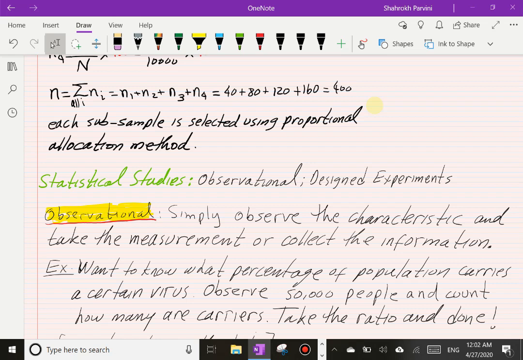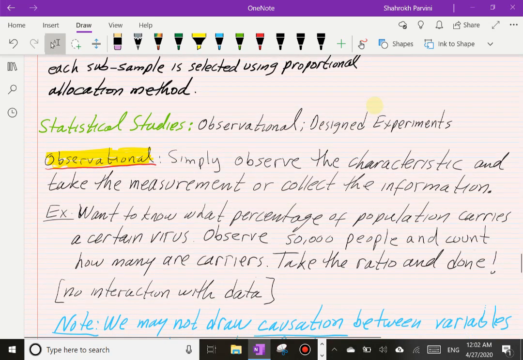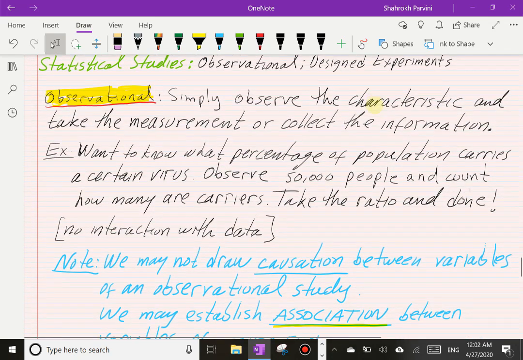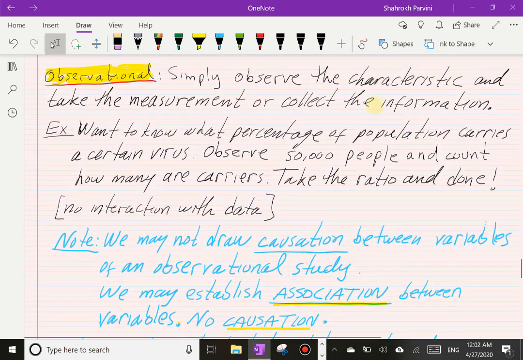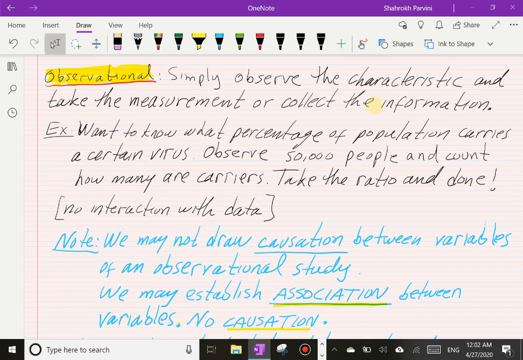I simply observed the data. I did not conduct any experiment here, right? The data was there. I could afford to observe 50,000 people. Now, in observational data, and this is important for our work, with observational data we cannot draw causation among the variables of observational studies. We may establish association, but no causation.